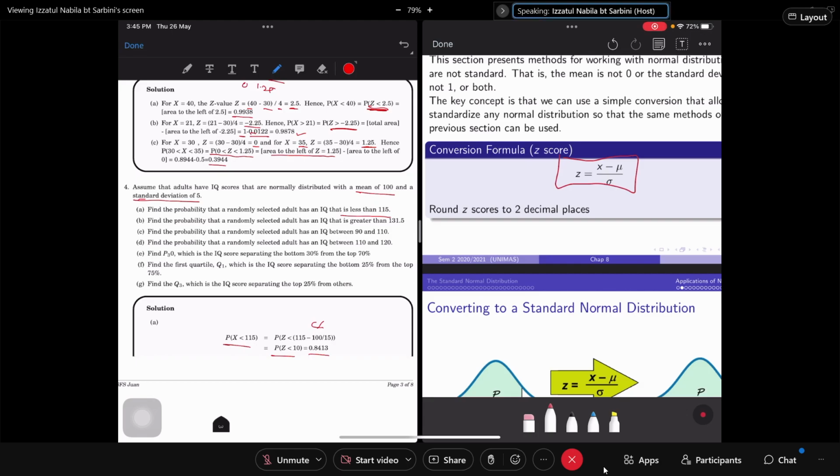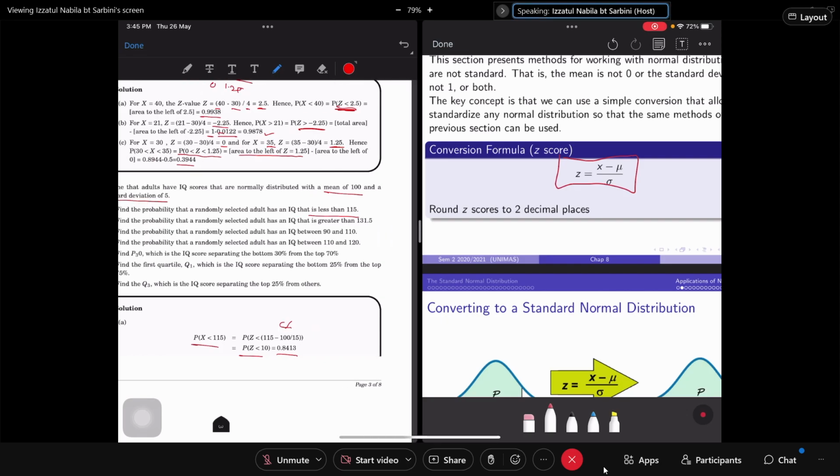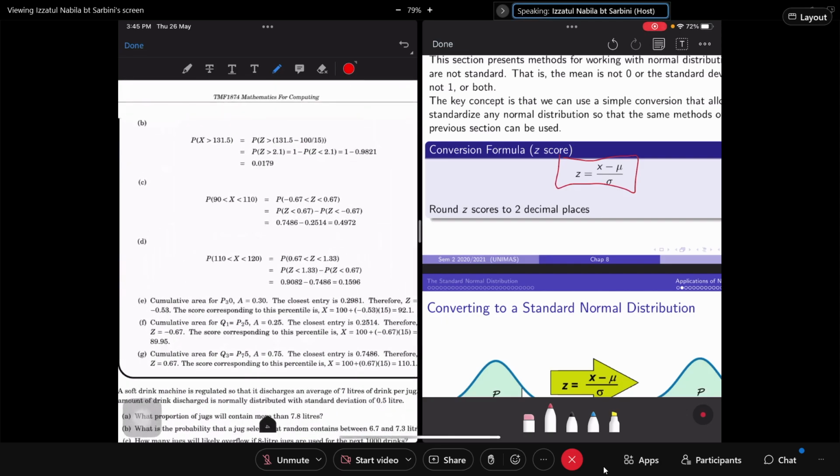So you get 0.8413. And then greater than, B is find X greater than 131.5. Convert first to Z. And then tengok more than ni, of course you need to minus from 1.